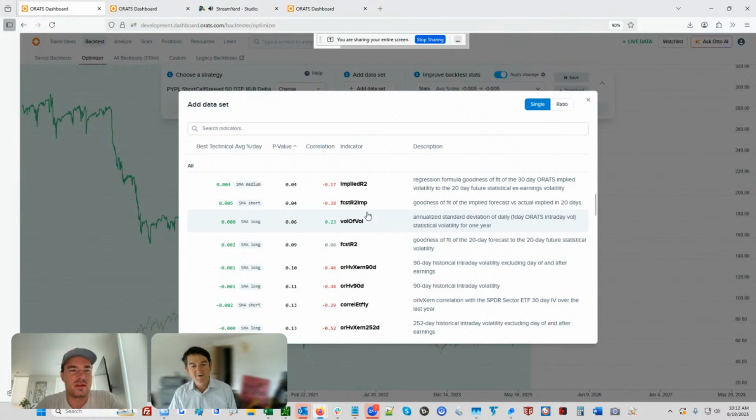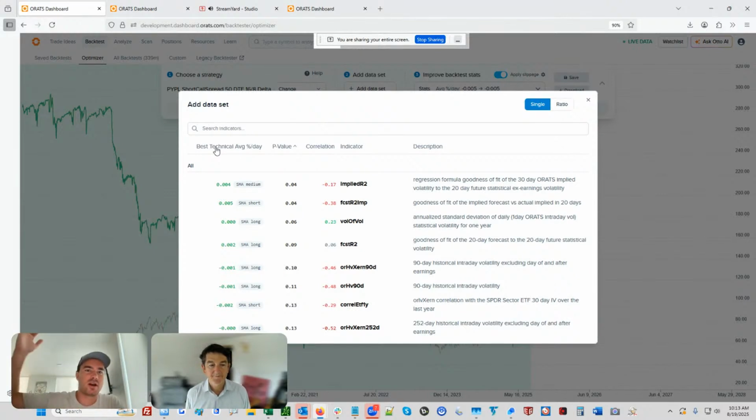I want to go over the leftmost column really quick. It's called best technical average percent per day. What that means is we're already telling you what it's going to show you when you add this to the chart, or what the modified return stream is going to look like in terms of the best average percent per day. We're not just adding the indicator and saying if it's greater than 1, we enter, and if it's less than 1, we exit. It's not a basic implementation.